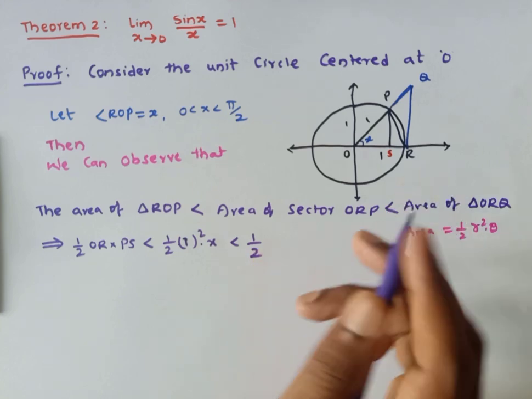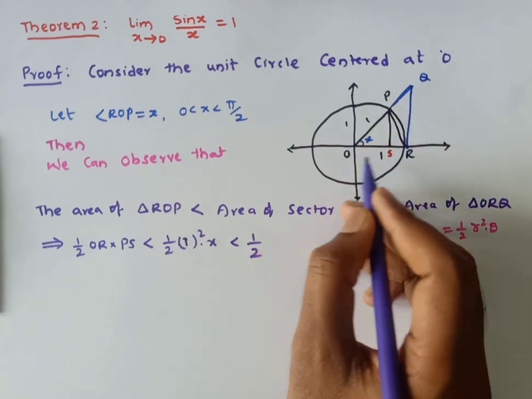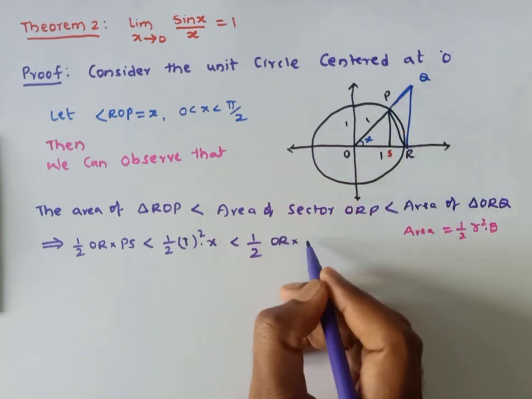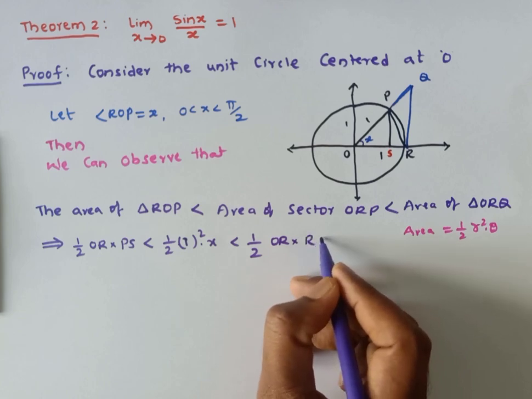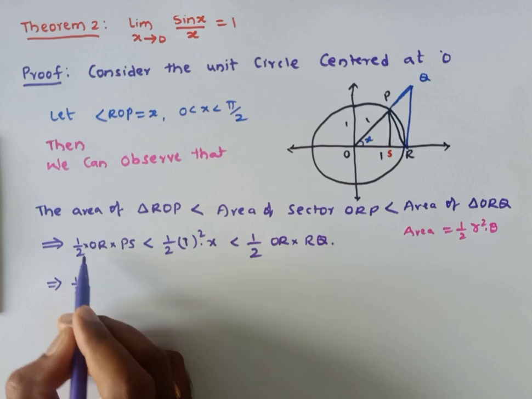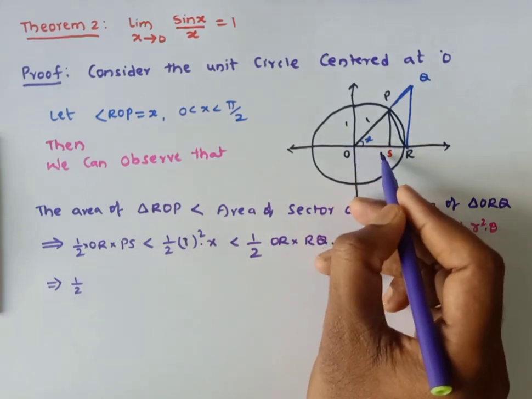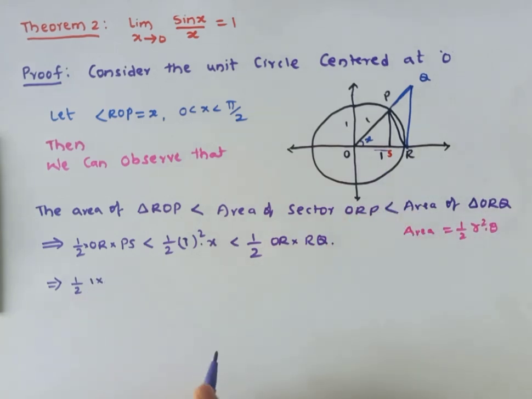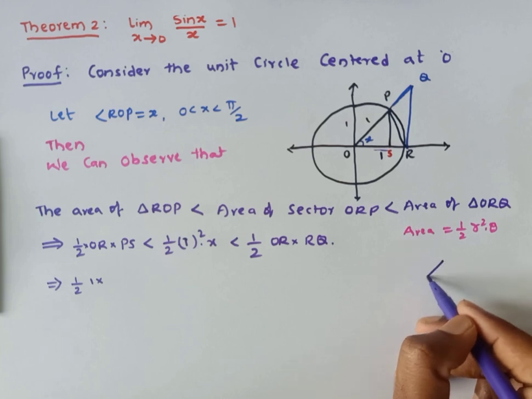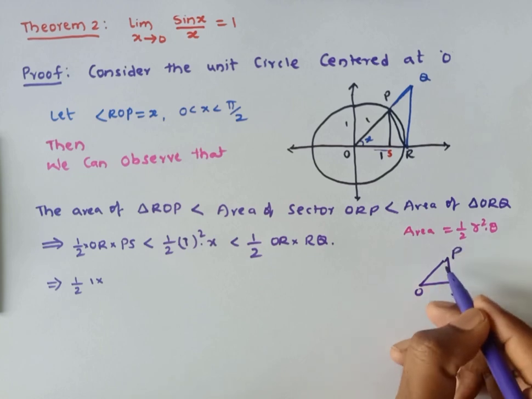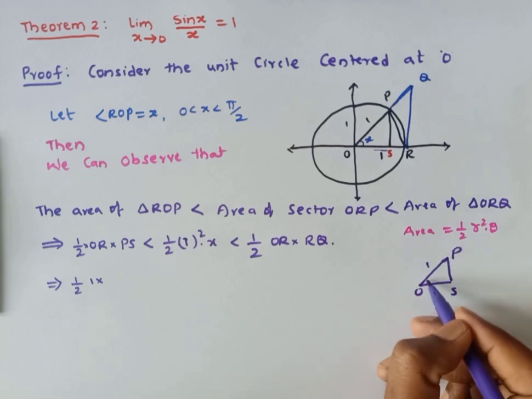So this is all the same, base into height. Here, what is the base for this triangle ORQ? Again, the base is OR. So OR into height, which is QR or RQ. Now this implies 1 by 2 into OR. OR means this total length. So the total length is 1 unit into PS. So here, from the triangle OSP, we already know this, and this is an angle X.